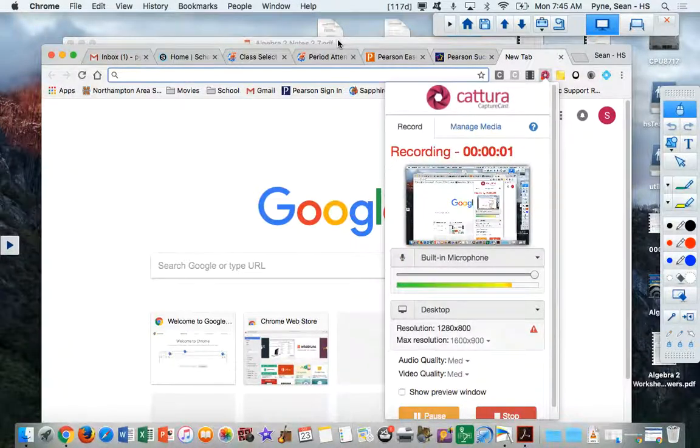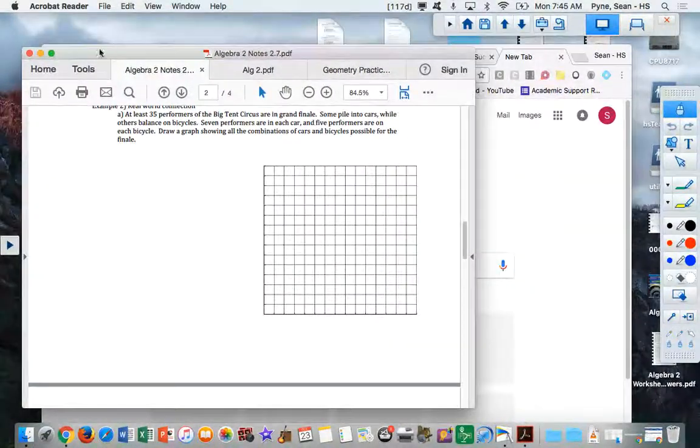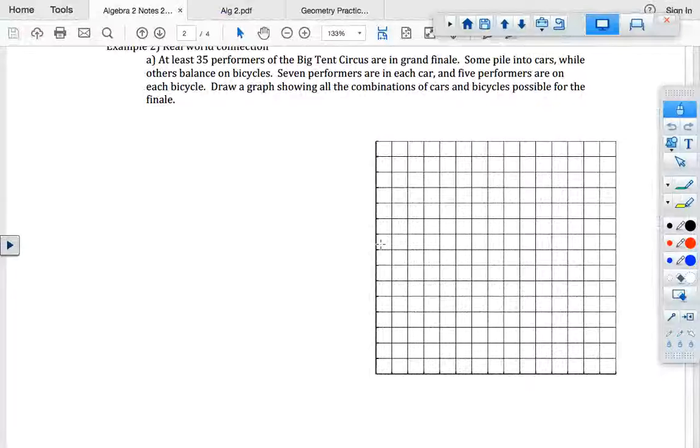All right, so we have at least 35 performers of the Big Tent Circus in the grand finale. Some pile into cars while others balance on bicycles. 7 performers are in each car and 5 performers are on each bicycle. Draw a graph showing all the combinations of cars and bicycles possible for the finale.